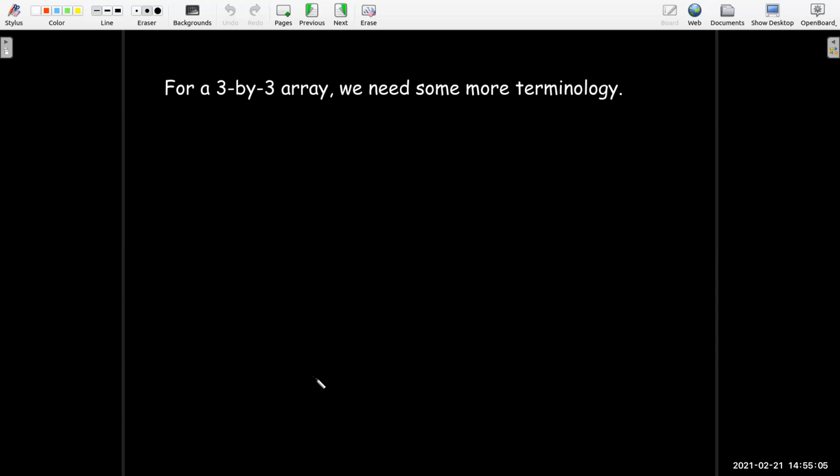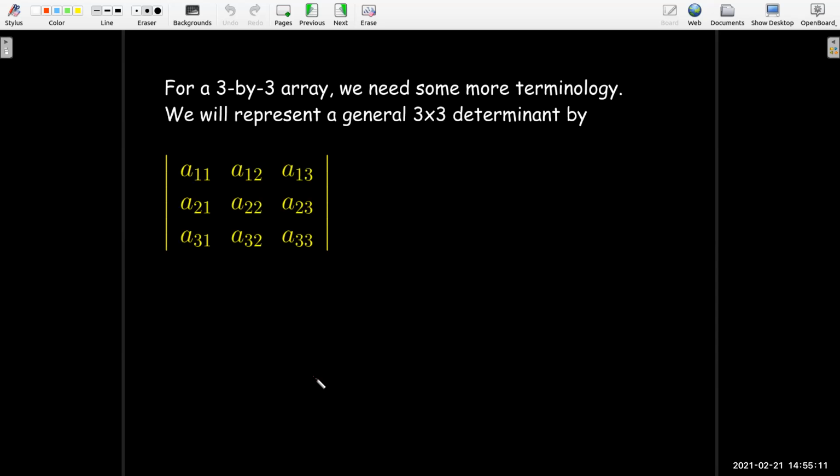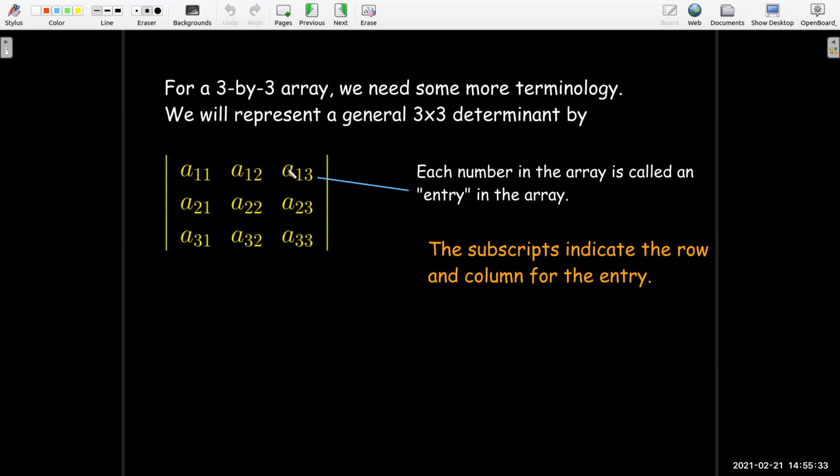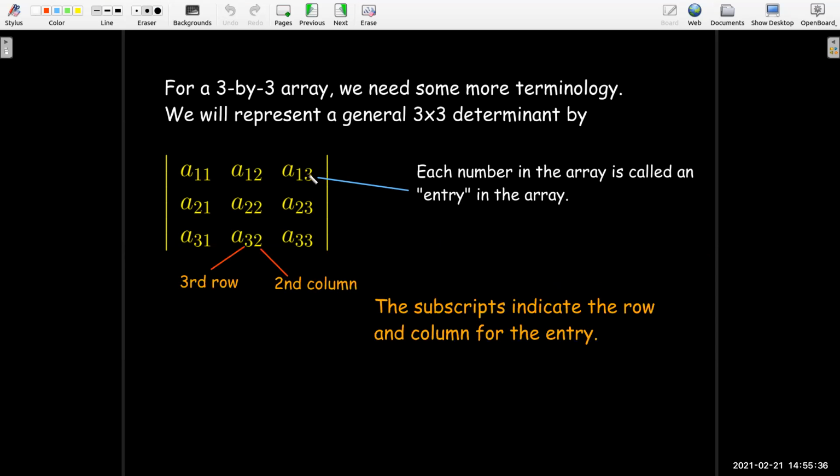But for a 3x3 array, we've got to build up some more terminology before we can come up with a formula. So we're going to represent our 3x3 determinant by this array. Each one of these numbers inside the array is called an entry in the array. And we have a double subscript, and the double subscript is telling me the row and the column. So A sub 32 is the number that is in the third row and in the second column.